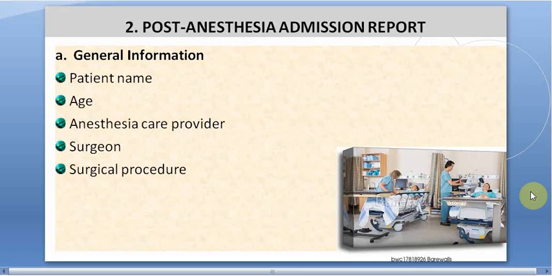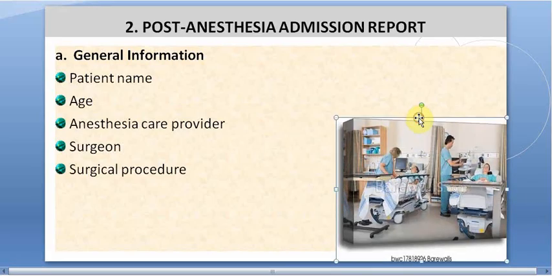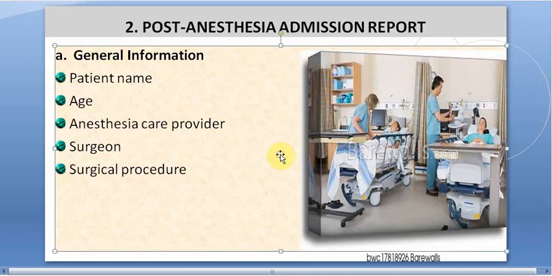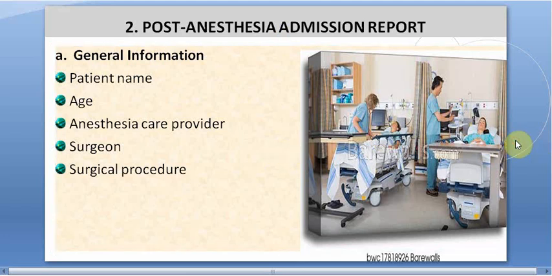So in that you have to see what details are written about the patient. What is the name of the patient? What is the age of the patient? What has the anesthetist written? Okay, what type of anesthesia was given to the patient before? What type of surgery was carried out? Who was the surgeon? What type of orders were written by the surgeon? All this has to be assessed in the report.